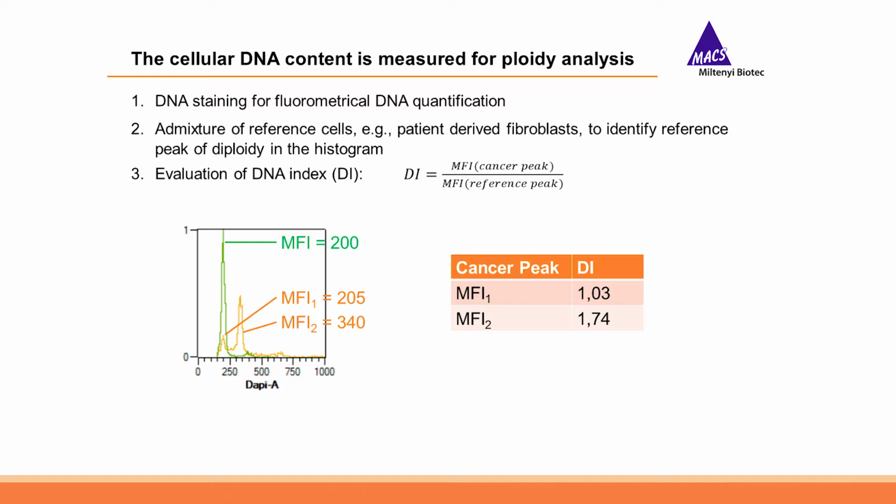So let's have a look at this histogram here. In green, we have the reference peak of the admixed reference cells at the intensity of 200. And in orange, we have the histogram from carcinoma cells. And we see here there's one peak that is in line with the diploid peak from the reference cells and another peak at a mean fluorescence intensity of 340, telling us that this cancer is aneuploid, and aneuploid cancers are discussed to be biologically more aggressive.